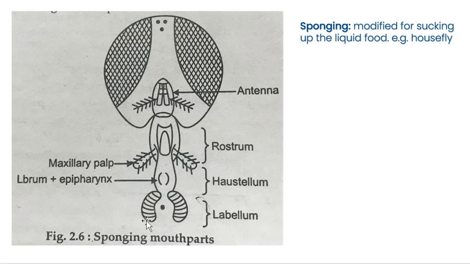Here these are the pseudotrachees, fine tubules, which are called the pseudotrachees. So the liquid food is first collected by the pseudotrachees and then passed on to the food canal, which is formed by the labrum and epipharynx, and after that it enters into the hypopharynx.